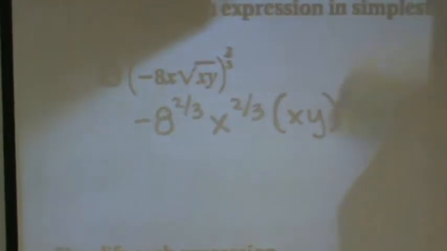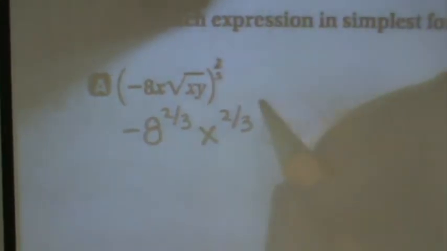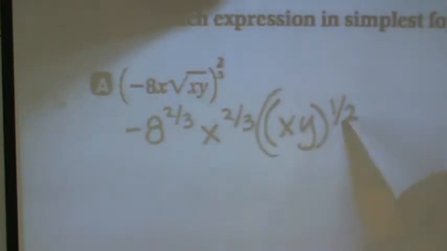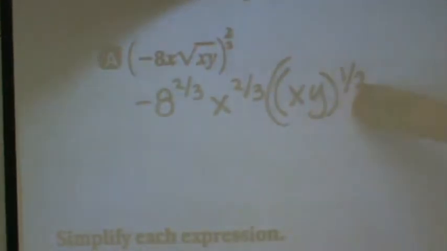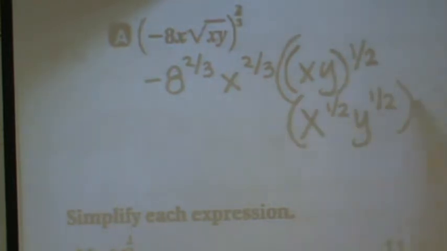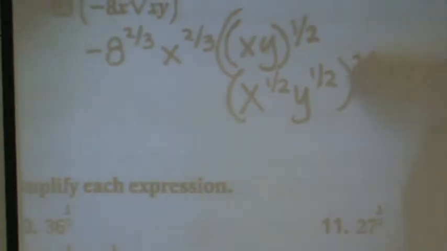Okay, so we have a power to a power. How do I wanna write this? You have x, y to the 1/2 power. You're gonna raise this to the 2/3 power. I would distribute this. I would write this as x to the 1/2 power, y to the 1/2 power, and then you're gonna raise this to the 2/3 power. Whoops, 2/3, sorry.